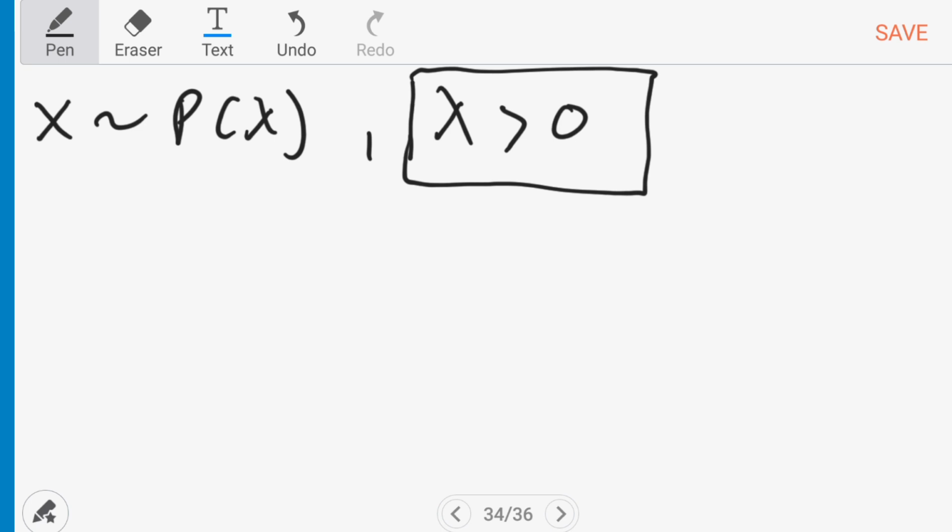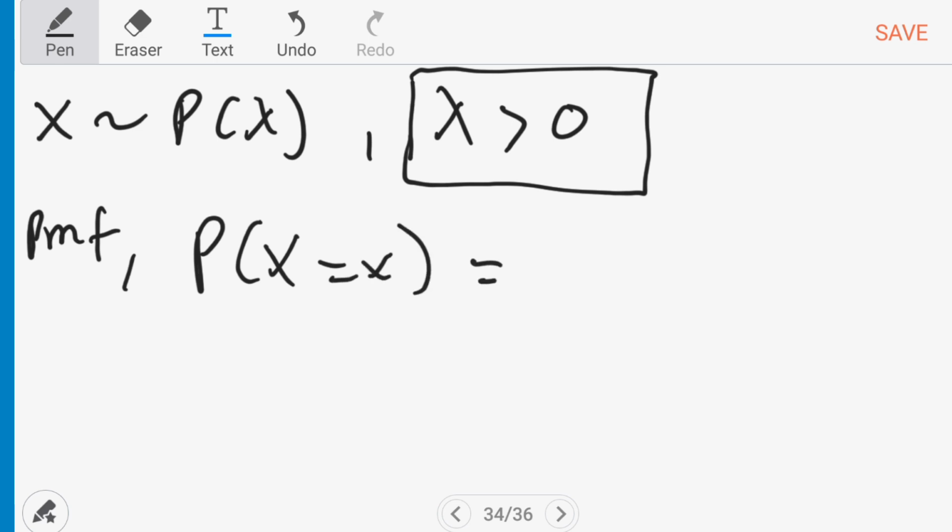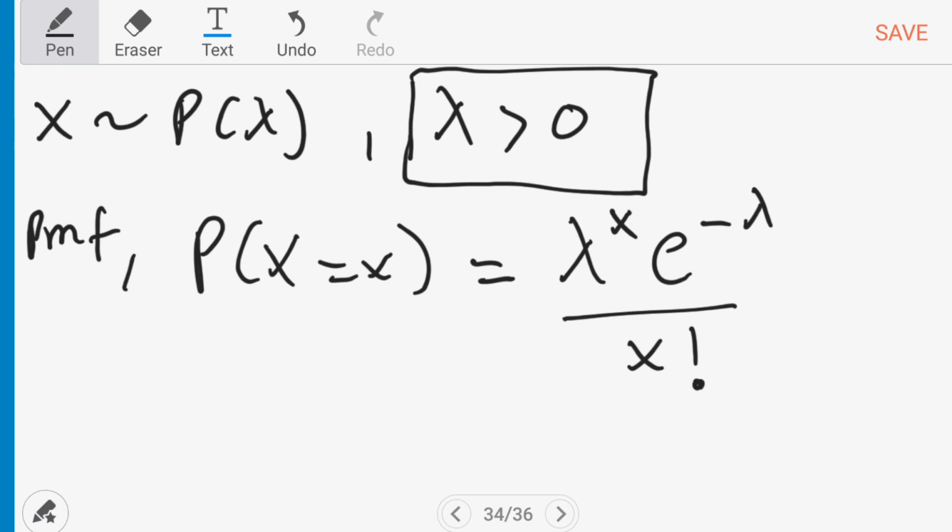Now let's look at the PMF of a Poisson distribution. The probability of X equal to x is equal to lambda to the power x, e to the power minus lambda, on x factorial, where x lies between 0 and infinity. So take note that in a Poisson distribution, the values of x lie between 0 and infinity.